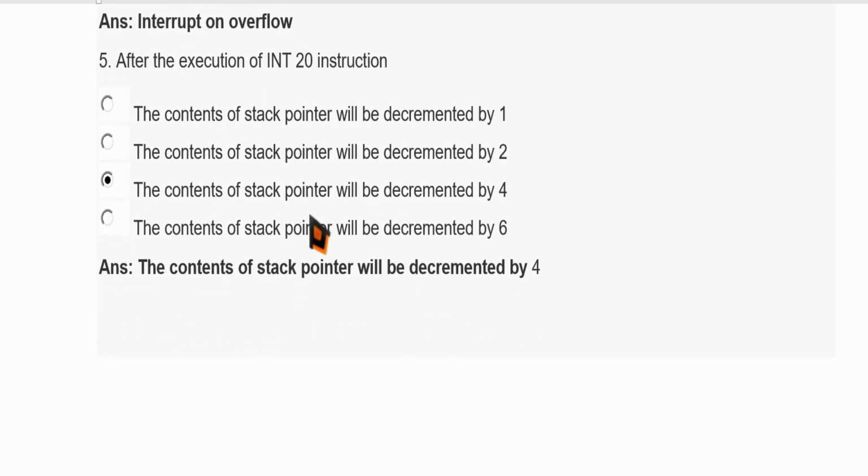The fifth question is, after the execution of interrupt 20 instruction, four options have been given. When you execute interrupt 20, the code segment value will be pushed on the stack and instruction pointer will also be pushed on the stack. So it will require 4 bytes. So the stack pointer will be decremented by 4 and these 4 bytes will be pushed on the stack. So this is the correct answer.